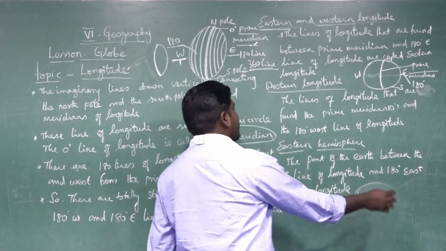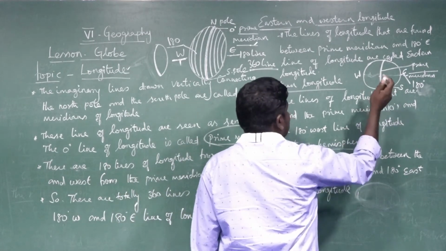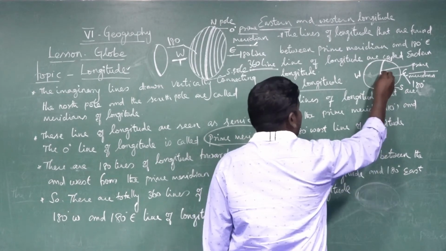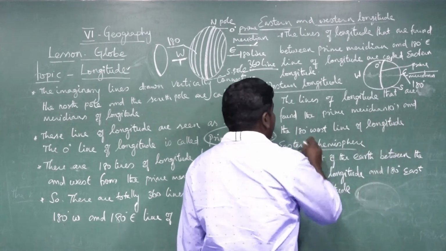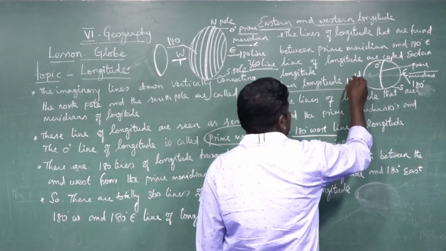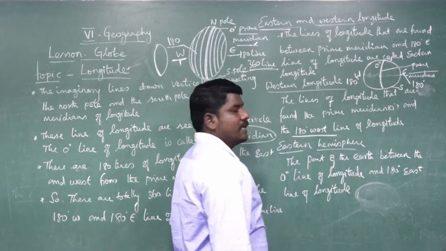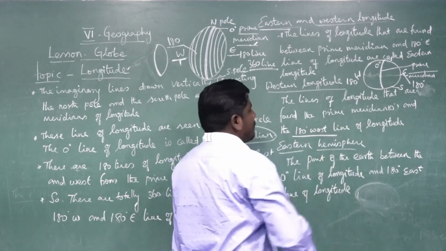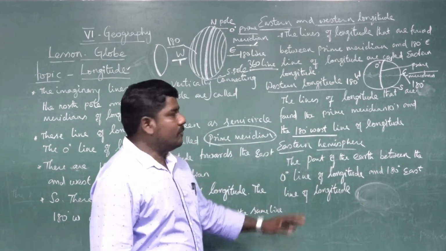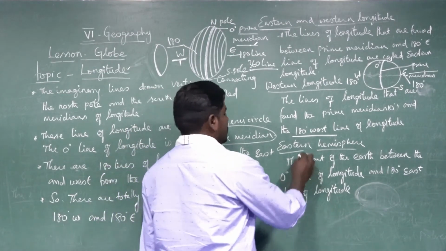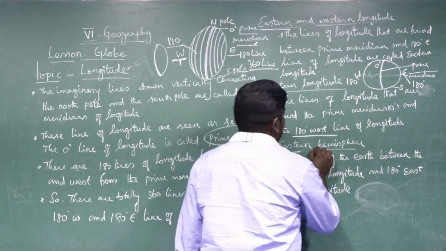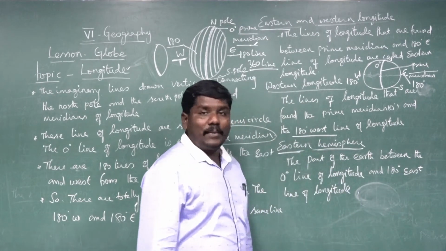At the same time, the lines of longitude found between the prime meridian, which is 0 degree, and 180 degrees west are called western longitudes.